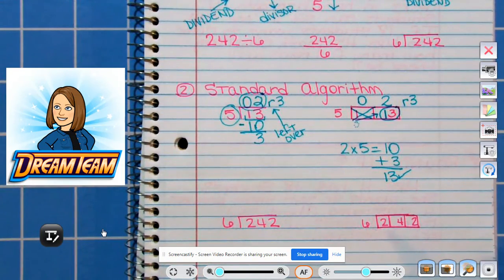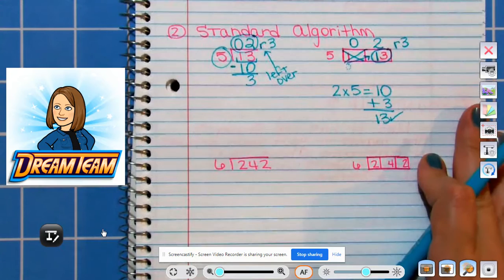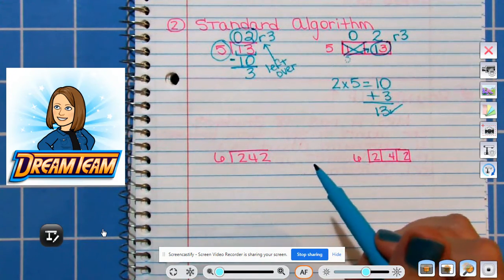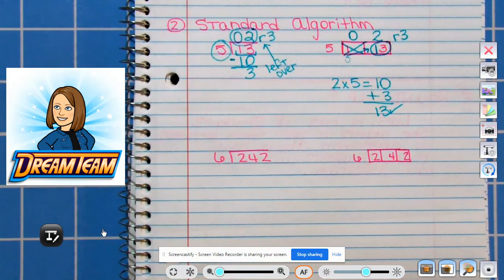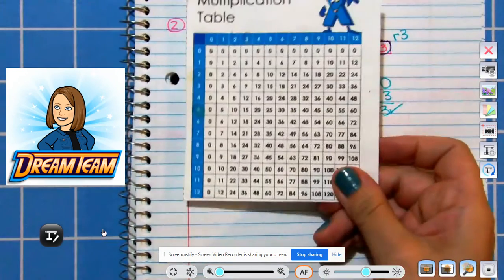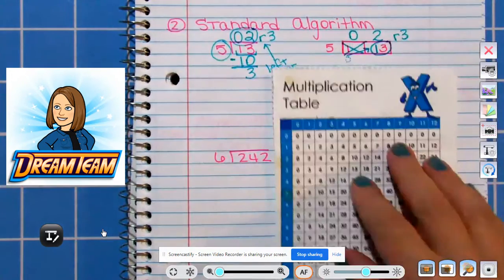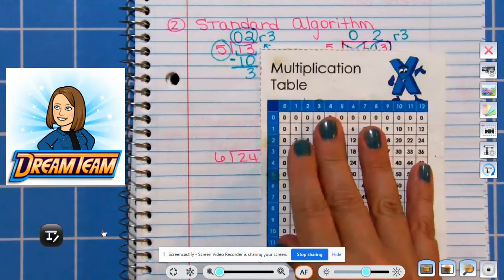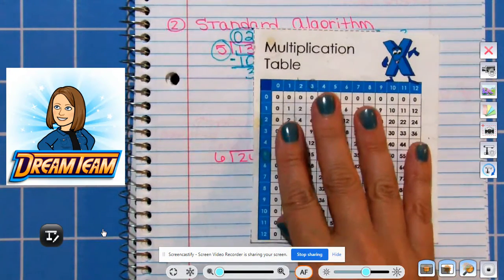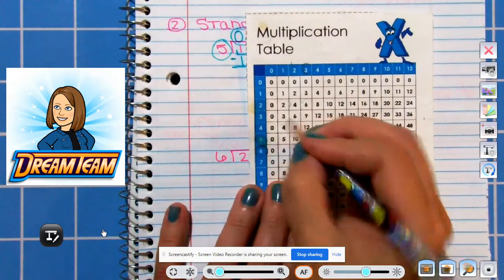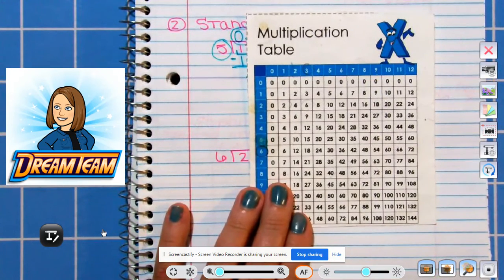All right, now we're going to solve a 3-digit dividend divided by a 1-digit divisor. On your multiplication table, which you should have as a dry erase table, or there's one just like this that's stuck to your multiplication pocket in your binder, you can use it. We're going to cover up these 2 digits right here that we don't need to look at yet. We're dividing by 6. So we're going to use this row of 6s.